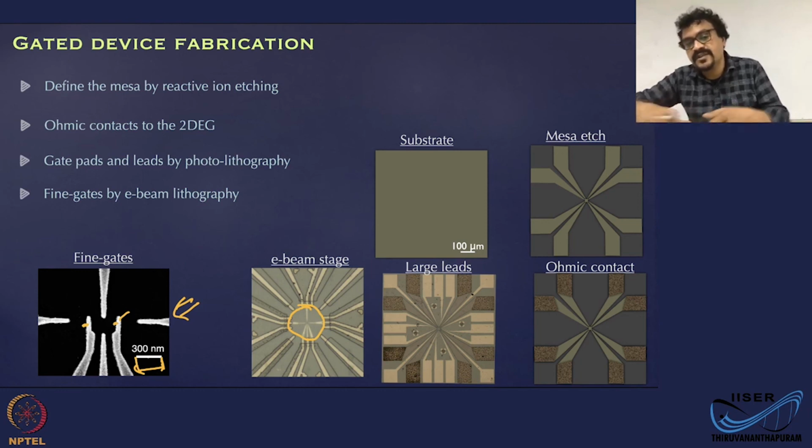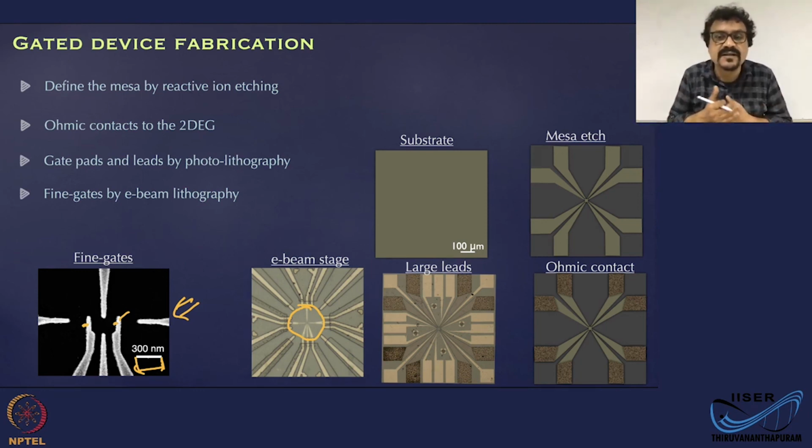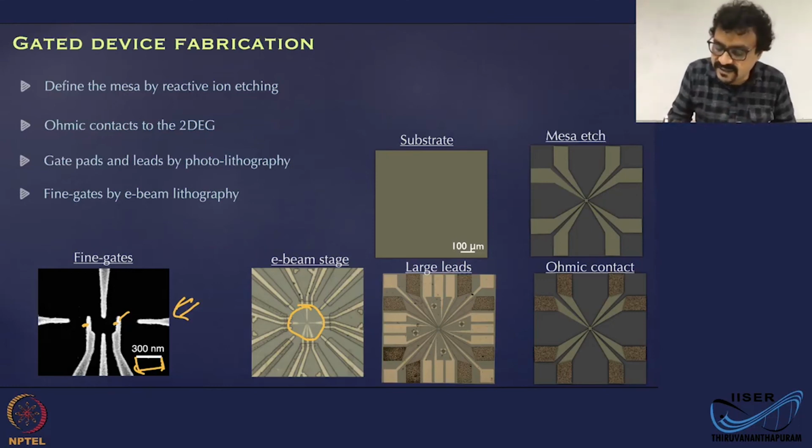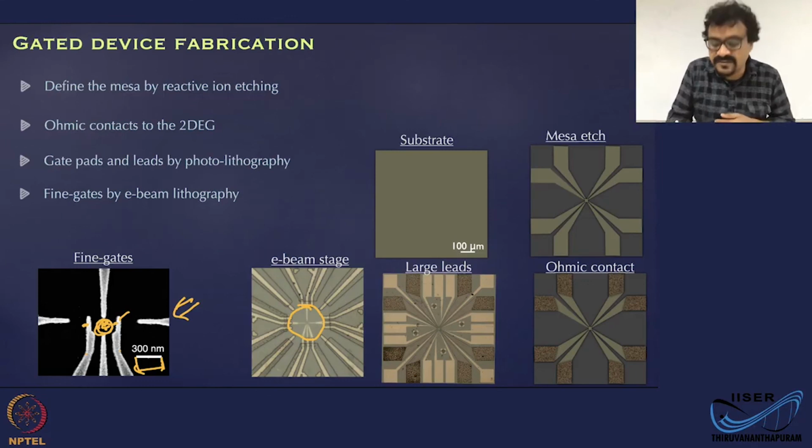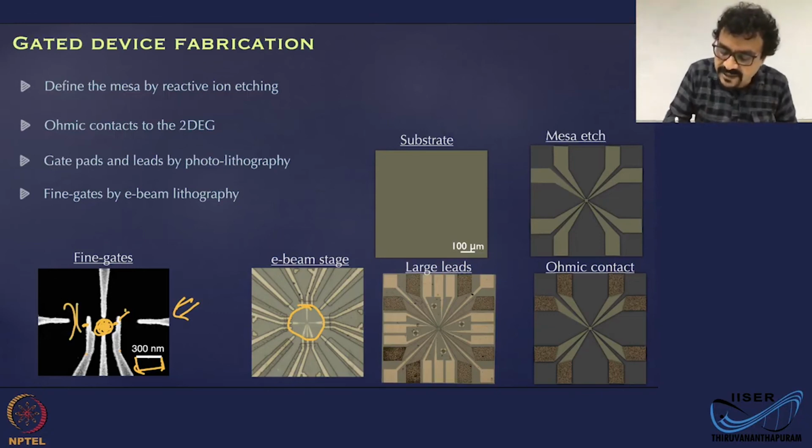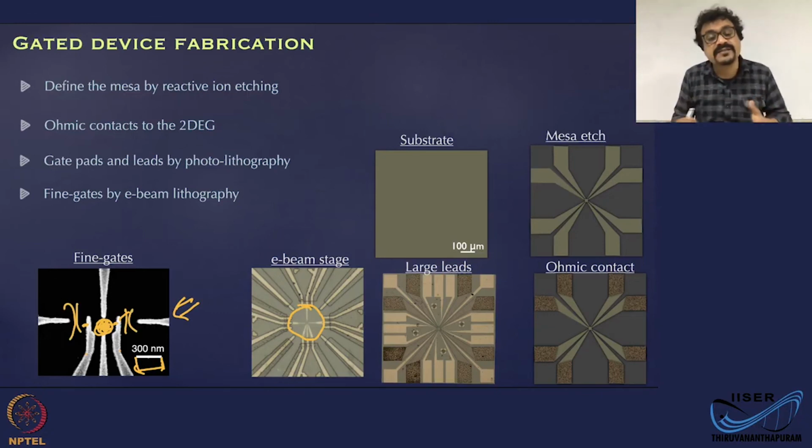So this slide shows a typical step-by-step process that one needs to follow to get a gated device. This device would eventually work as an electrostatically confined quantum dot structure. So when you energize all these gates, you will get a small puddle of confined electrons in the middle, and you will also get some thin channels here. These are quantum point contacts, which you will learn about in one of the coming modules.